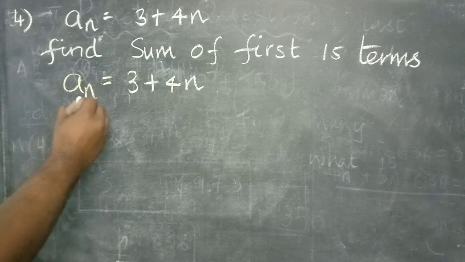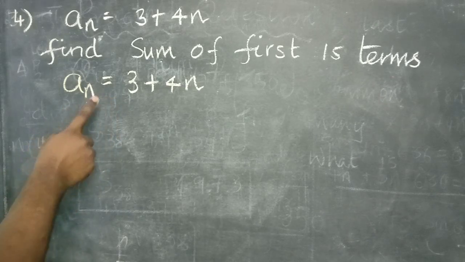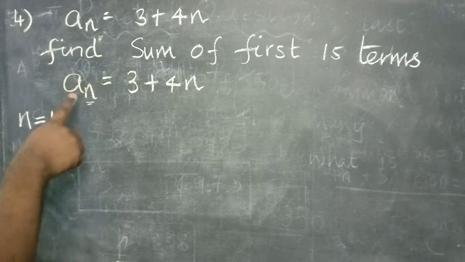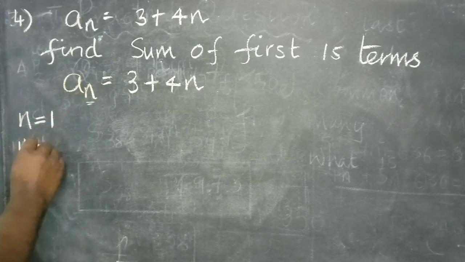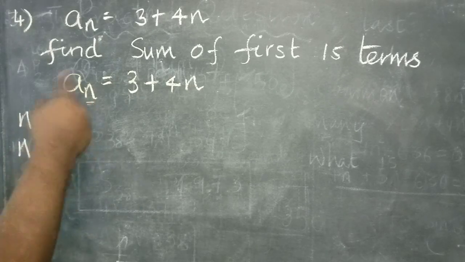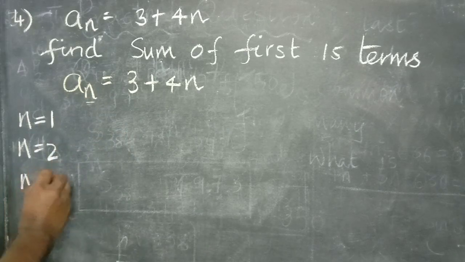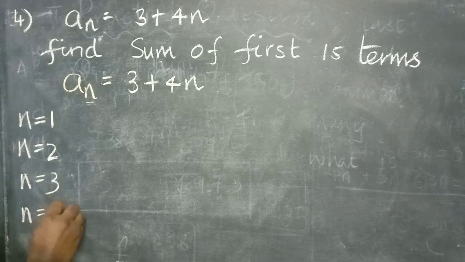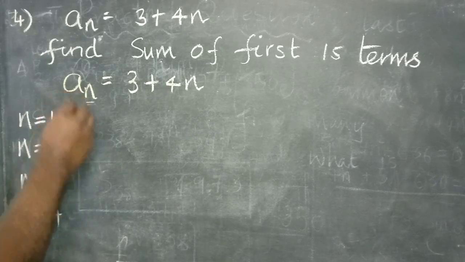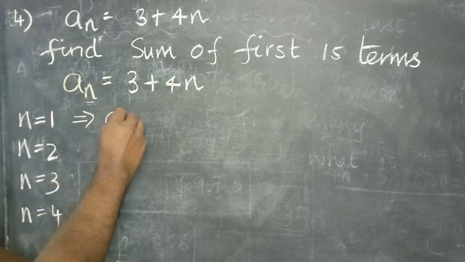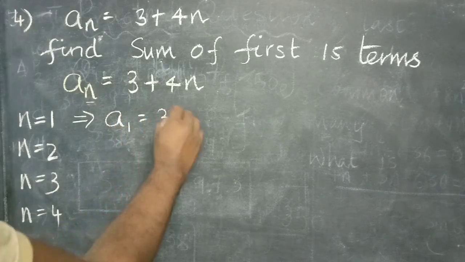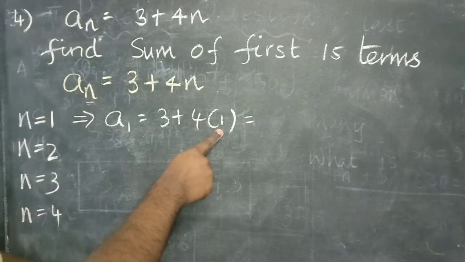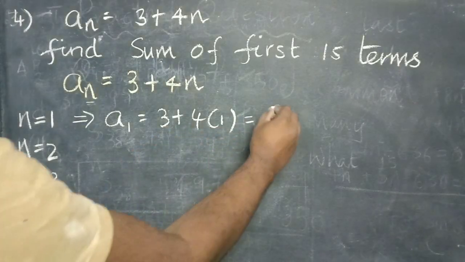Now in place of n, substitute the value of 1. That is, put n equals 1, we'll get the first term. If we put n equals 2, that is a2, we get the second term. The same way, if we put n equals 3, we get the third term. The same way, n equals 4, we get the fourth term. So what we get? a1 equals 3 plus 4 times 1. Now what we get? 4 ones are 4, 4 plus 3 is 7.